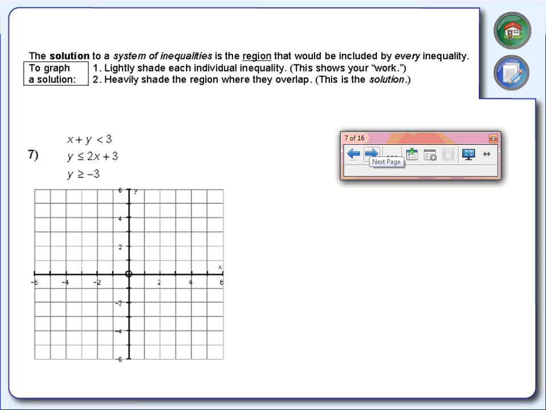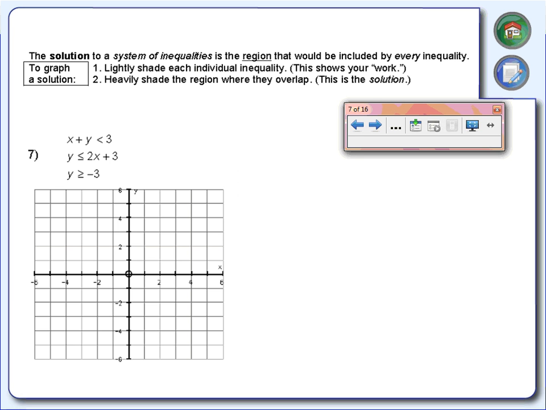Now, if you look at number 7, this time they've given us 3 inequalities. So now we're going to graph 3 of them. So if you look at the first one here, notice it's not in the slope-intercept form. So we're going to fix that real quick. Notice the x is on the wrong side. It should be over here on the right side. So I'm going to subtract it, making it -x plus 3. There's the slope-intercept form.